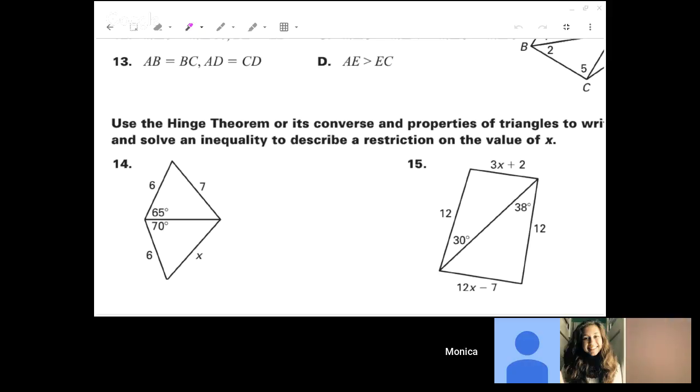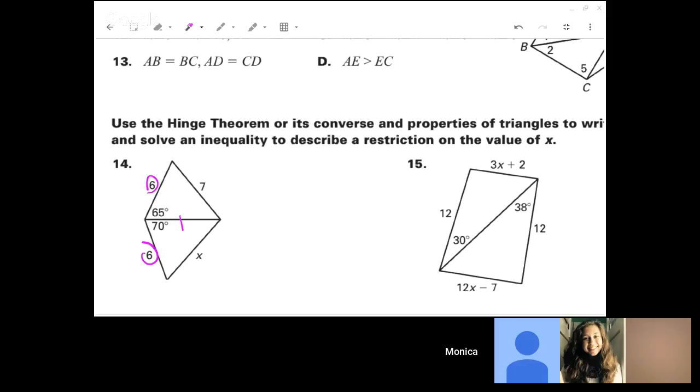Okay, Charlotte Ann, so for 14 and 15, we need to use the hinge theorem or the converse, and then try and solve the inequality to tell what a restriction would be on the size of x, okay? So if we look at number 14, remember the hinge theorem says that if you have two congruent sides in two different triangles, so that's the first thing. So if we look at 14, do we have two congruent sides? Well, we know that we have these two sides, right? And then we know we also have that side there that they share. So those are our two congruent sides.